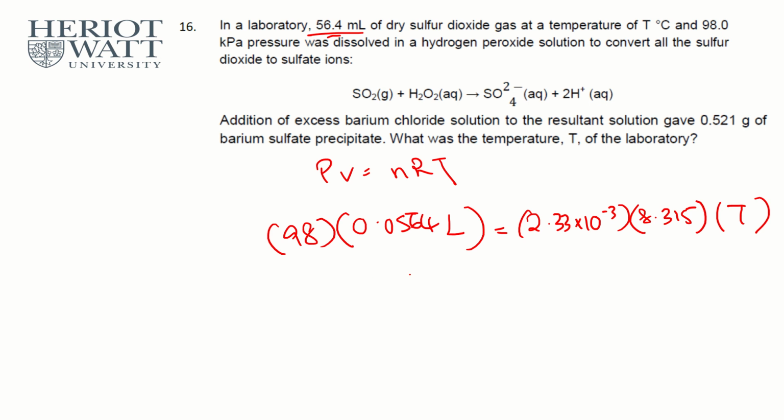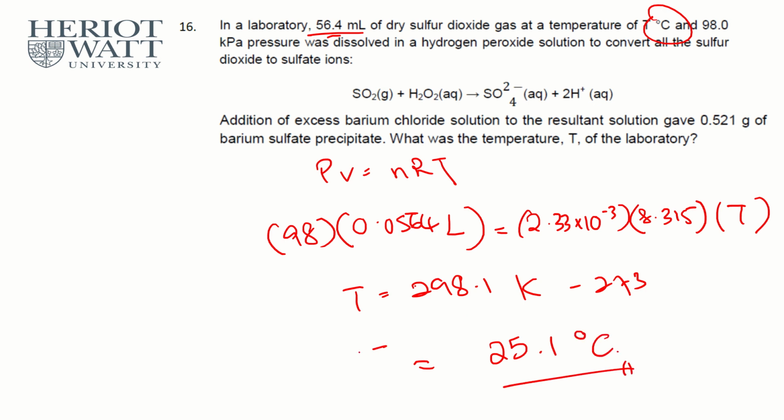All right. And then from here, you solve the equations. You will get your temperature as 298.1 Kelvin. And what they want here is in degree C. See that? So what is the temperature T in degree C? You just minus 273. You will get 25.1 degrees C. So this is your T then.